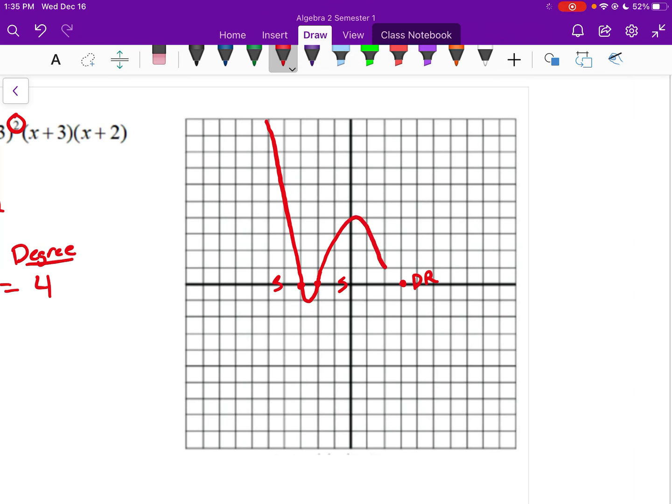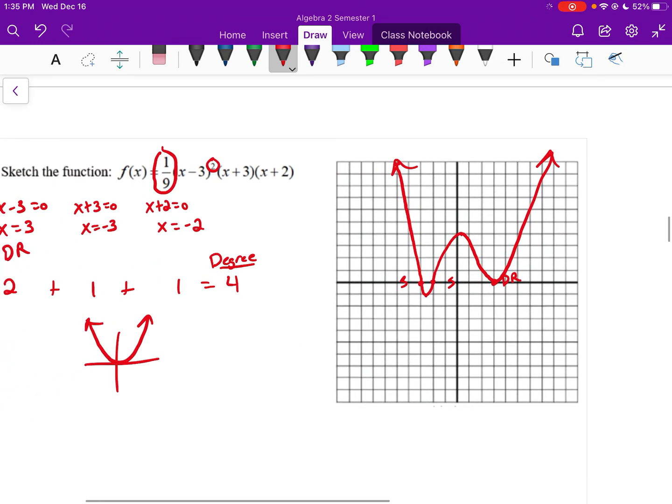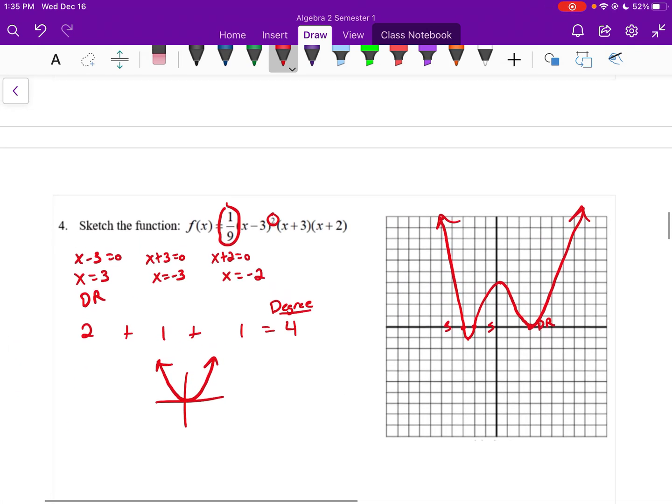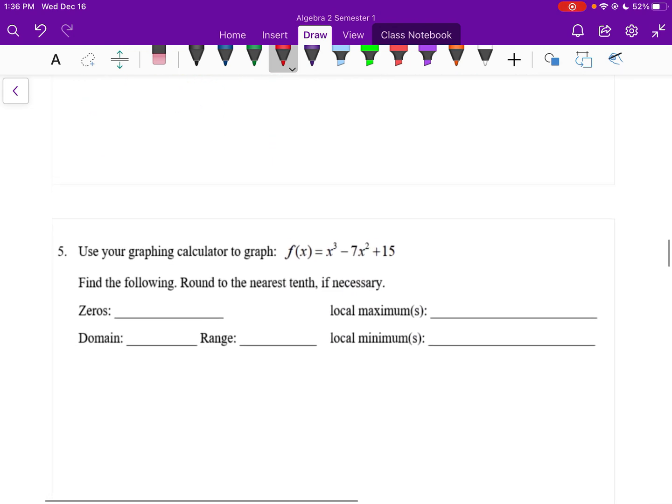This is why we're sketching these. But the important part is we have a double root there and we have that proper end behavior. Okay, and then since it's degree 4, we need to look at our turning points. We have 1, 2, 3 turning points, which we can have since the maximum number is always 1 less than the degree. All right, that was sketching that function.